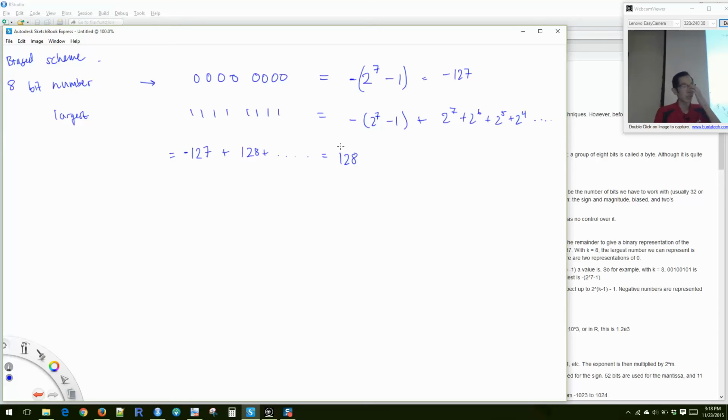Okay, so you have a range from negative 127 to positive 128, whereas in the other scheme, sign and magnitude, it goes from negative 127 to positive 127. Here this number represents how much bigger it is than the absolute minimum of negative 127. That gives you a total of 255 values that can be represented.